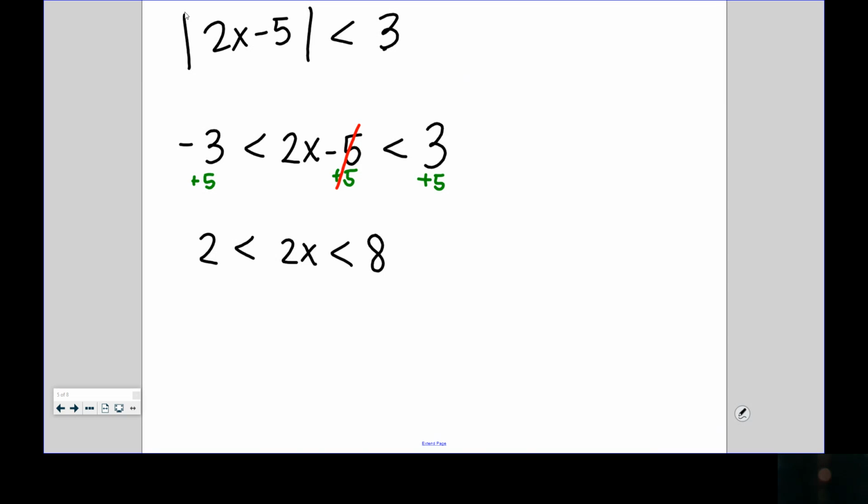Now what should we do? Divide by 2, perfect. Now, what would we have to do if that was a -2 in the middle and we had to divide by -2? Yep, all those inequalities would have to flip. So just keep that in mind. Maybe we'll see another example where we have to flip it. All right, so what are you left with on the left? 1 less than x less than 4. So the solving part is done.